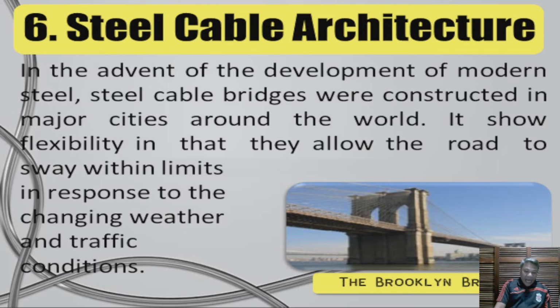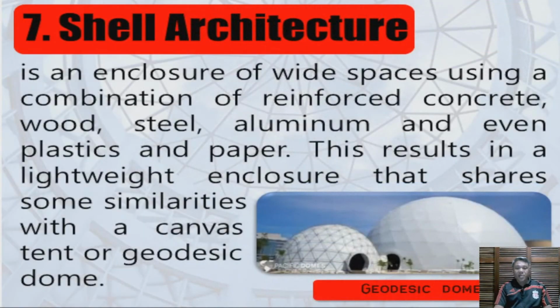So last, shell architecture. Shell architecture is an enclosure of wide spaces using a combination of reinforced concrete, wood, steel, aluminum, and even plastics and paper. This results in a lightweight enclosure that shares some similarities with a canvas tent or geodesic dome. So our example is a geodesic dome, as what you can see in our slides.